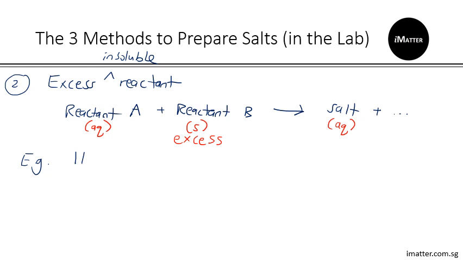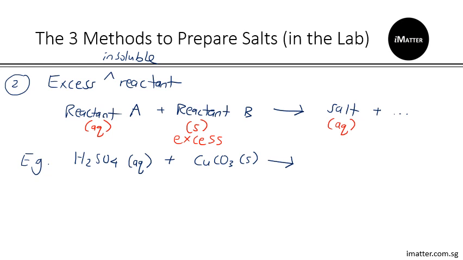Let's start with an acid, H2SO4, and you should be familiar with it by now. This is definitely soluble in water, as all acids are. Reactant B, let's look at copper carbonate. And again, if you remember your rules, this is insoluble in water, so I put a state symbol as solid.